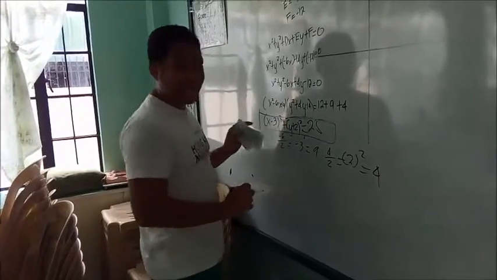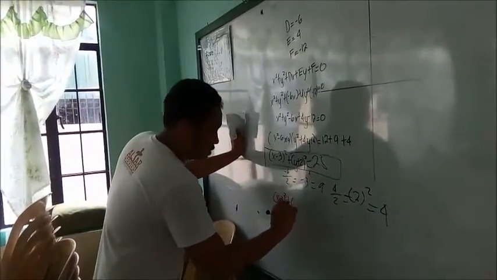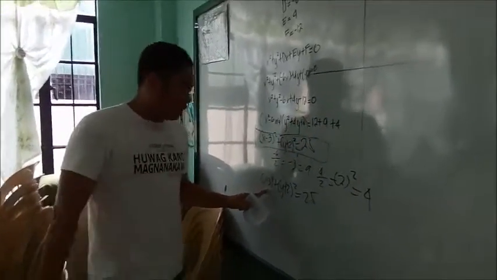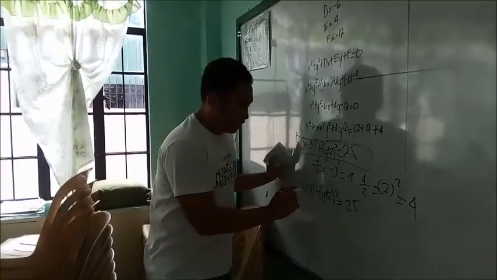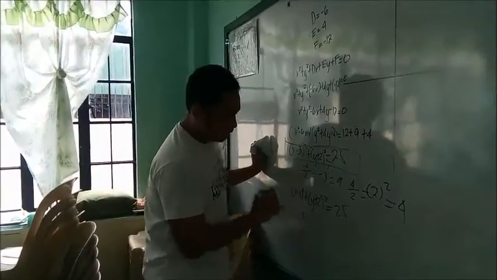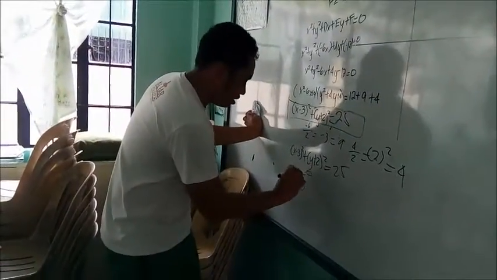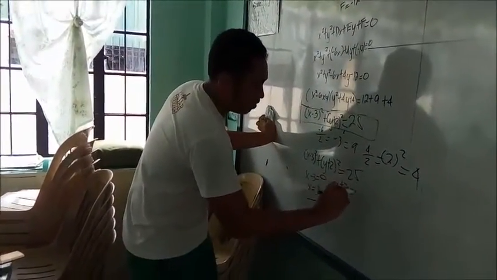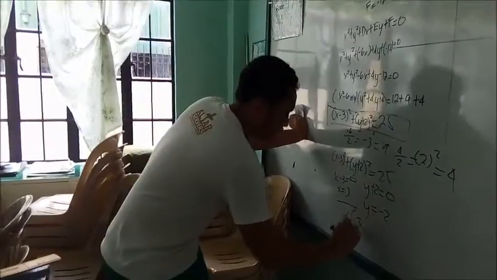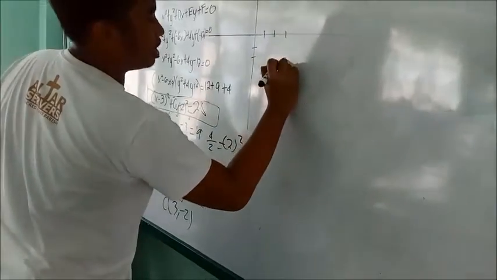So we'll get the center first. To get the center, we will just get the opposite value of the constants inside the parentheses of x and y. So the opposite of negative 3 is positive 3. We'll just equate these values to zero to get the center. So our center is 3 comma negative 2. So plot it. 1, 2, 3, and 1, 2. So this is the center.